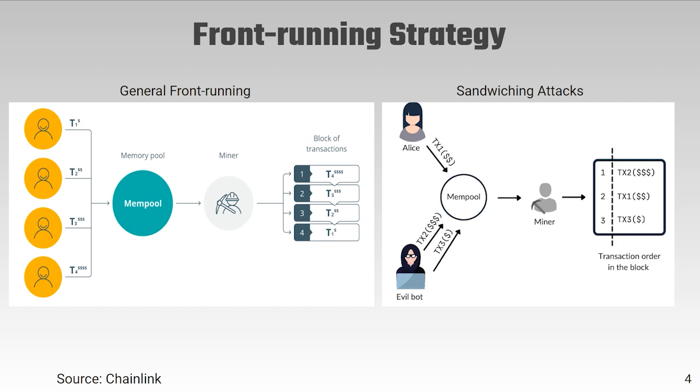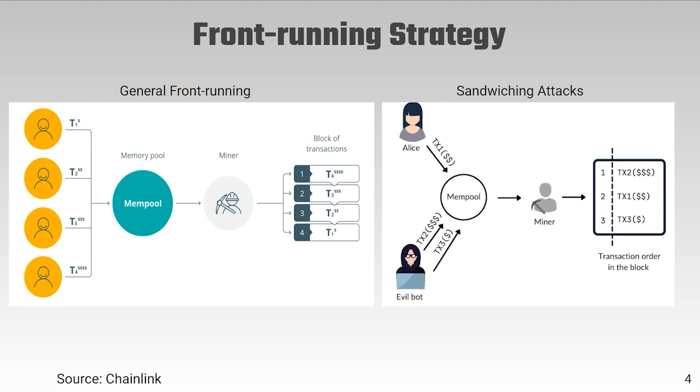For example, in the image on the left side, we have transaction 1, which is submitted earlier than other transactions to the mempool, but because the other transactions are offering more dollar signs, which is the transaction fees, transaction 1 is only executed after the execution of all 3 other transactions. This general front-running approach is actually used in many strategies these days, and the most popular approach these days is sandwiching attacks.